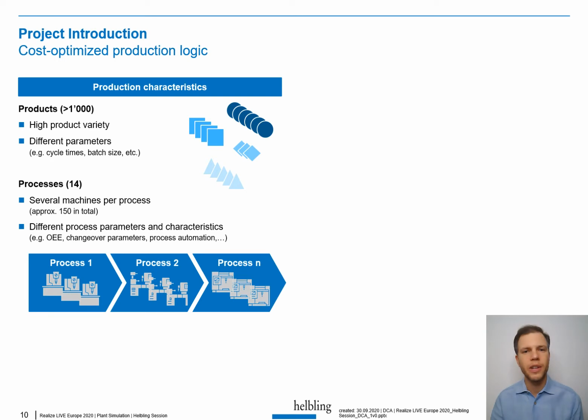What are the main characteristics of the production? The main thing to know about the products is that there is a high variety of articles with different parameters. About the processes, the main thing to know is that they can all have several machines and that they have different process parameters and characteristics like the automation solution.